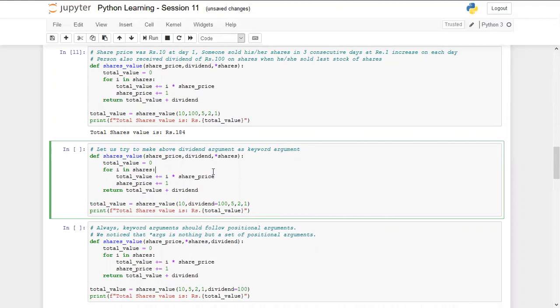Put an asterisk before the dividend. Anyone would like to try? Sorry, you are not audible. I'm saying put an asterisk before dividend. No, because an asterisk has to be used only with star arguments where you have to take multiple values, but dividend just holds one value. Currently it's a positional argument, and if you want to convert it to a keyword argument, then something else needs to be done, not using an asterisk.